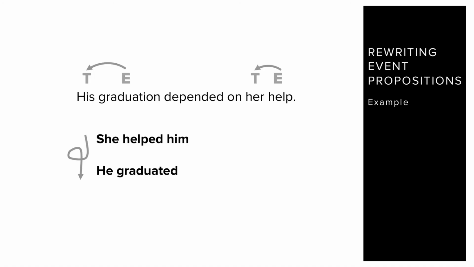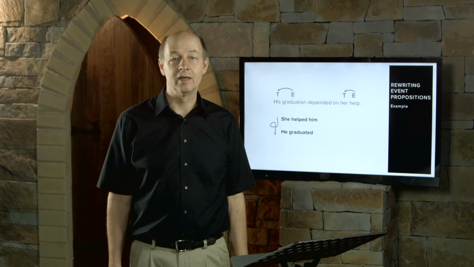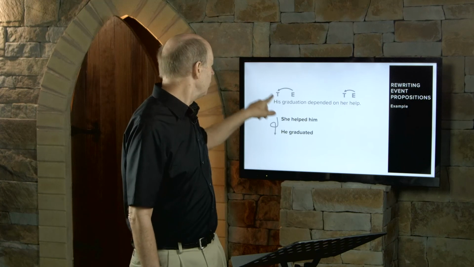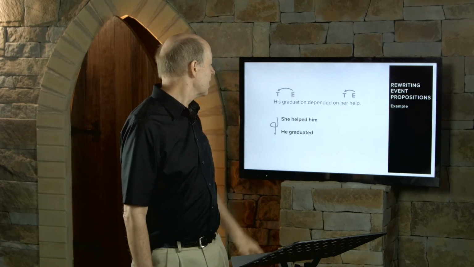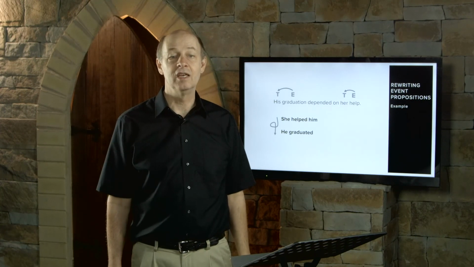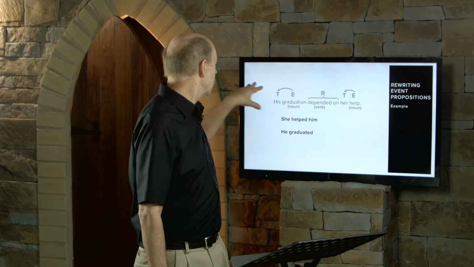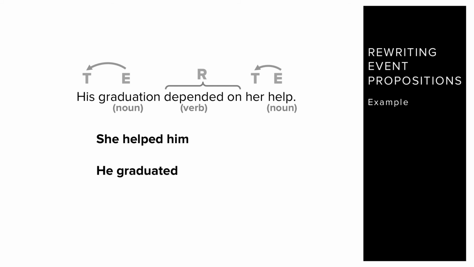Now, we might look at this and wonder, well, what about that verb, depended? In this case, as in some other examples that we've seen, the only verb in this sentence does not happen to be a semantic event. Depended is actually the cause and effect relationship between these two propositions. So in this case, the only verb of the sentence is a semantic relation, not a semantic event.